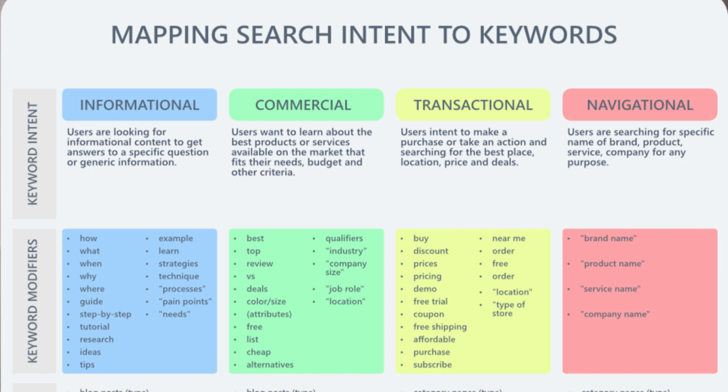They are often associated with more specific action-oriented keywords such as buy or discover. And lastly, navigational keywords. These keywords are used by users who are looking for a specific website or page. They are often used to find a specific brand, product, or service.